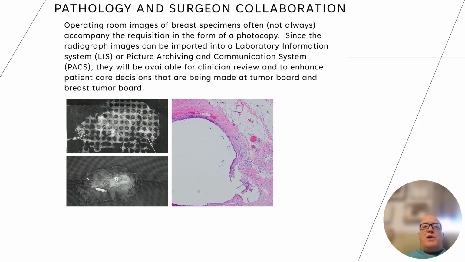There's obviously a lot of collaboration between the surgeon and the pathologist assistant. Often with the requisitions, we get a photocopy of the radiographic image of the lumpectomy. Now, this is great, they send this to us, but the quality is always very poor, and you can't really tell if there's one marker, two markers, any markers. So it's very helpful to be able to radiograph the lumpectomy using the system and identify those markers, because the photocopy image is not the greatest.